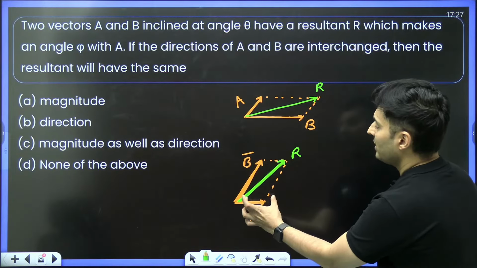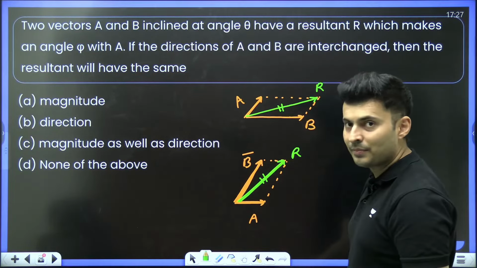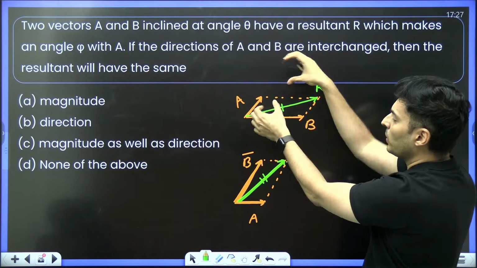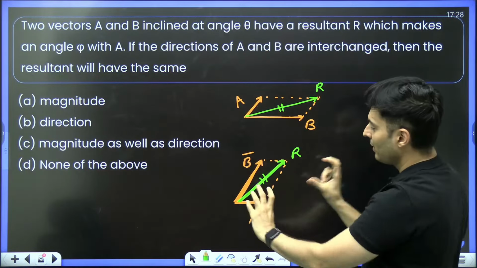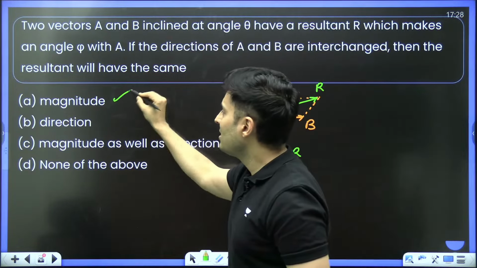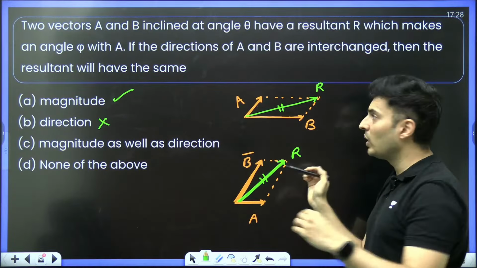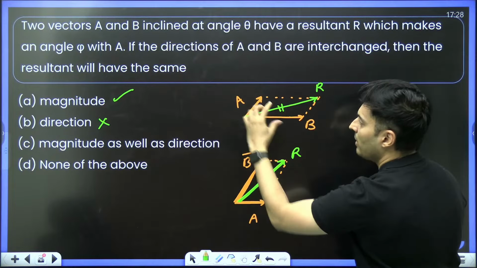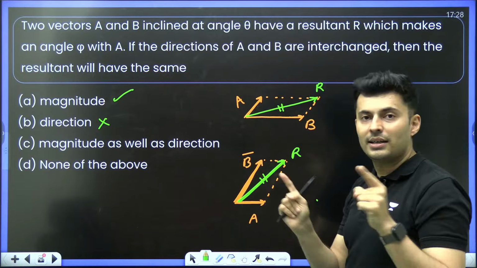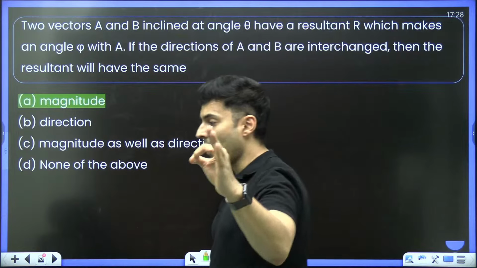Whether you take this parallelogram or this parallelogram, this length and this length are same, only the direction of R has changed. It's like you have taken this parallelogram and rotated it, flipped it over here. So R is same in magnitude, but the direction is not same. Length wise it is same, because both the sides of the parallelogram are same. Only thing different is the direction. So hence the only thing same is magnitude. Very good.